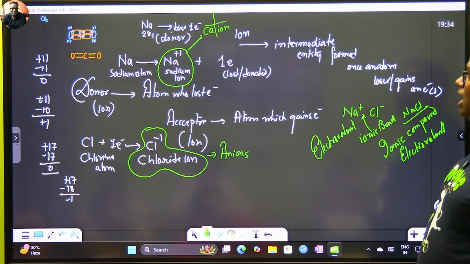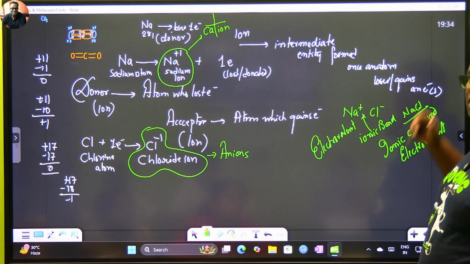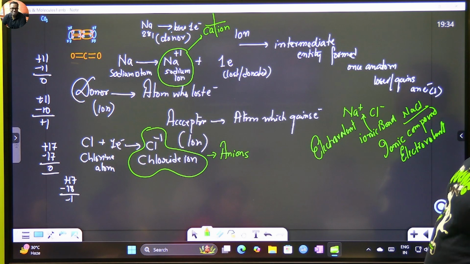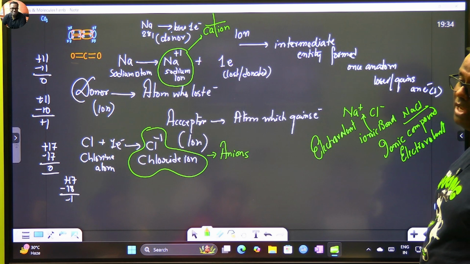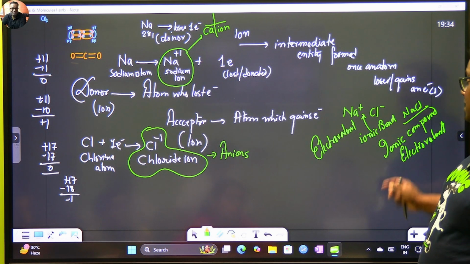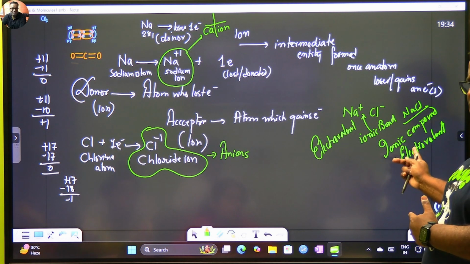Sir, can you give one small example of this? NaCl. The NaCl compound is not formed by sharing of electrons but by transfer of electrons. As a result, NaCl is an ionic compound. Again, you will read this in grade 10.